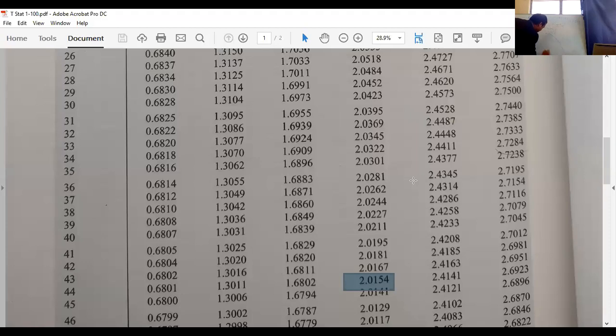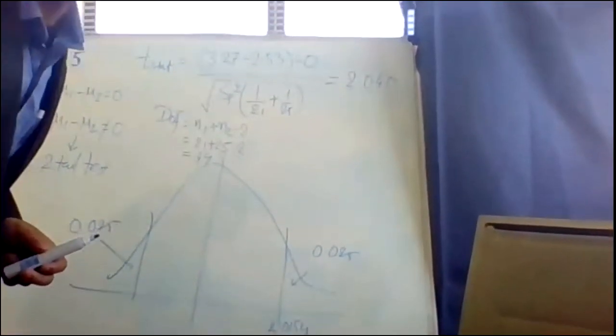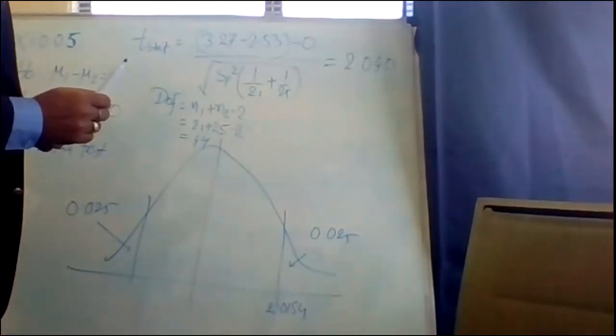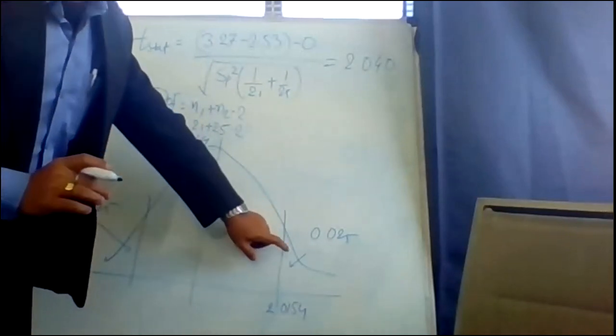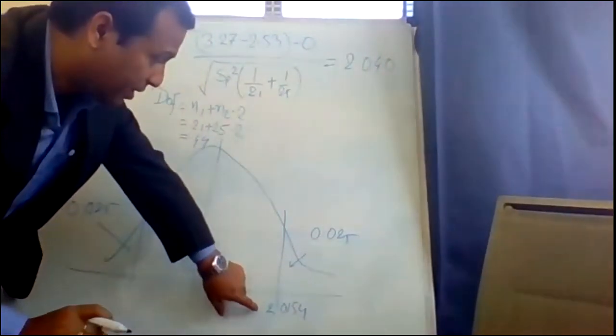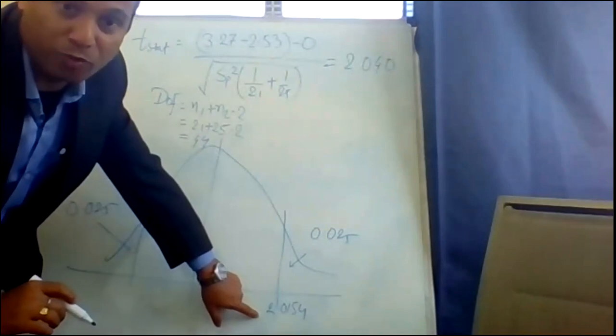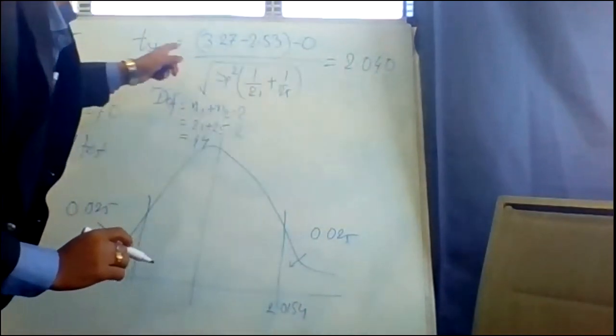Let's see through the graph. Let me write down here. What is the t value at 0.05? What is the t value in the case of 0.025? 2.0154. Okay. See here, with the t table, what I found is at 0.025, this is the t value, 2.0154. But our case is t stats.